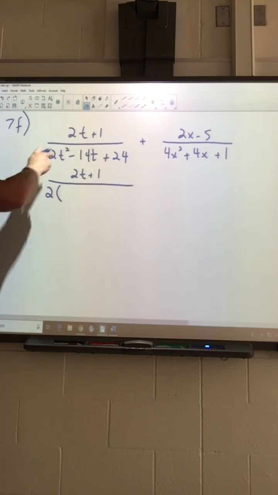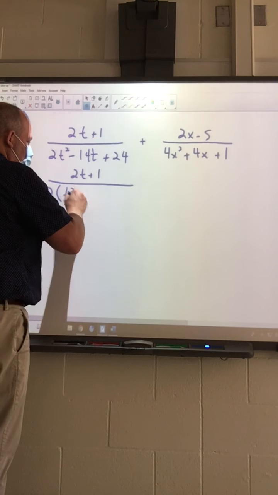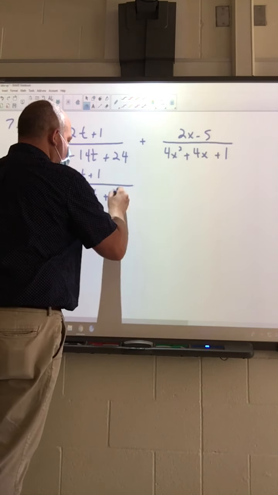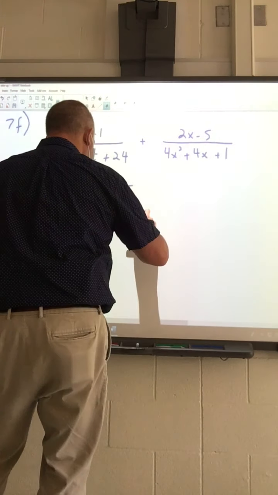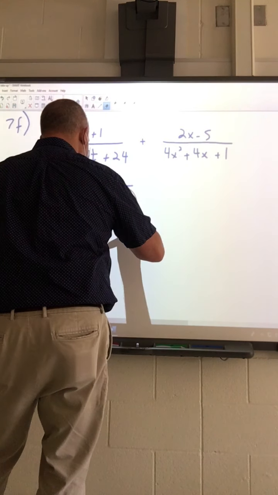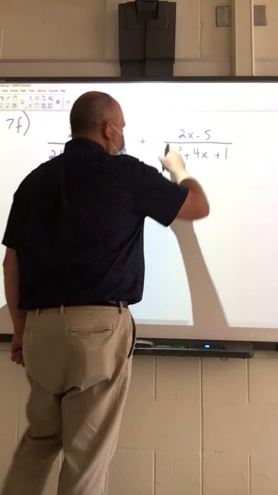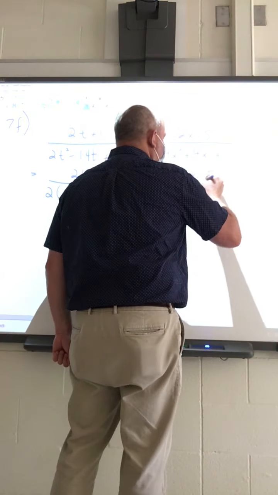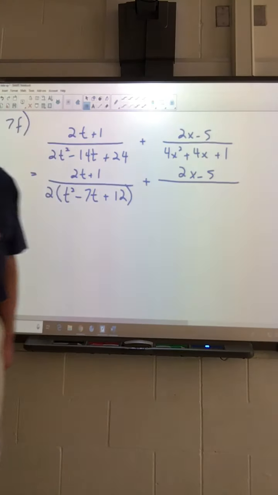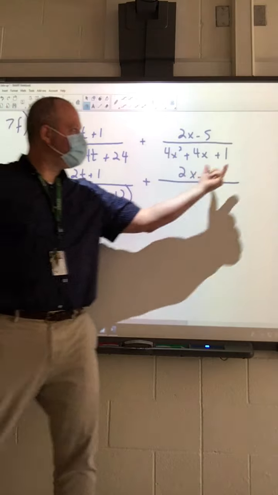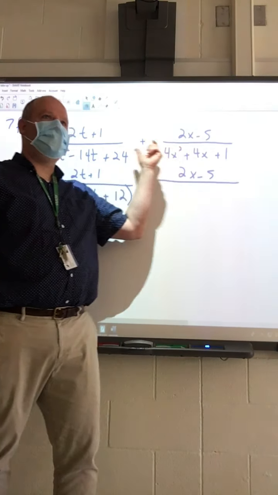There's a 2 that goes into all of these. t squared minus 7t plus, oops, 12. Yep, plus 12. And then over here, 2x minus 5. Does anybody see it? We can break up the middle term. What multiplies to 4 and adds to 4? But does anybody see it? Perfect square.